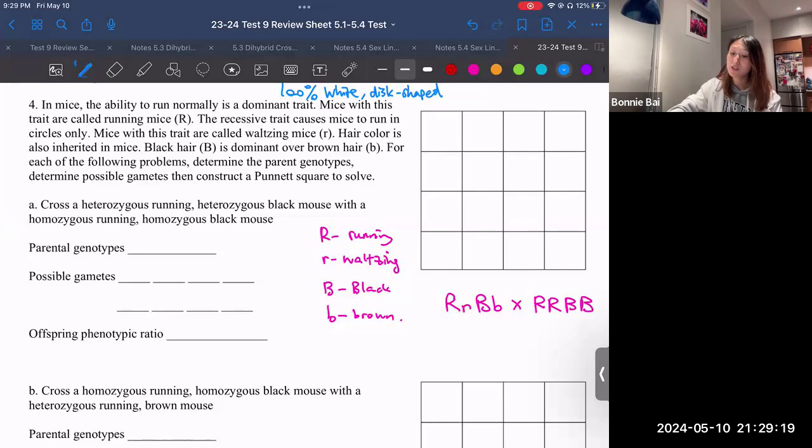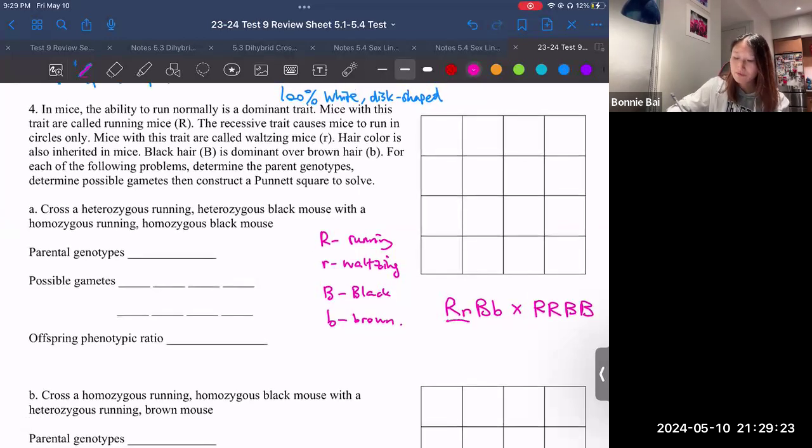In this case, you should FOIL. FOIL is good. We like FOIL. Let's do it. You have the first type of letter, second type of letter. First of each gives you big R, big B. Outside of the whole thing, big R, little b. Inside, little r, big B. And last, little r, little b.